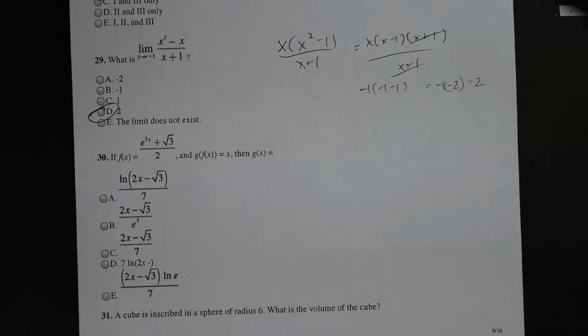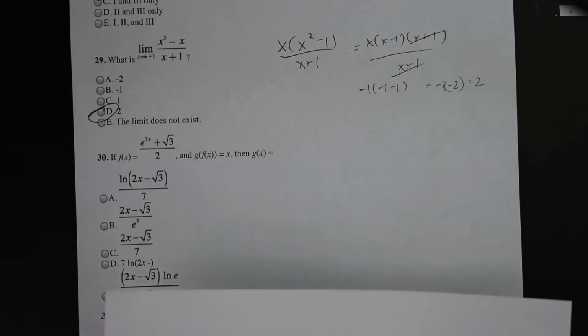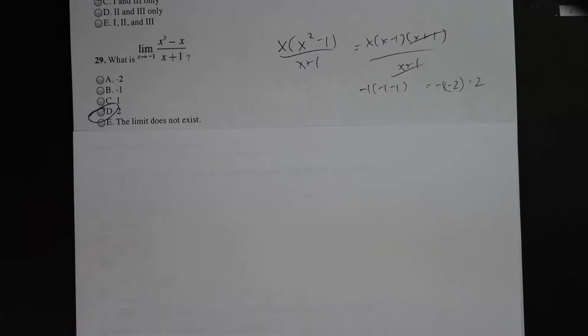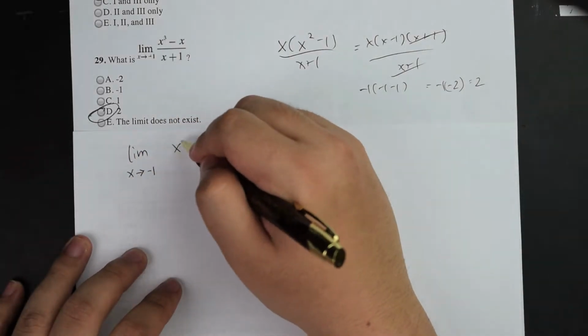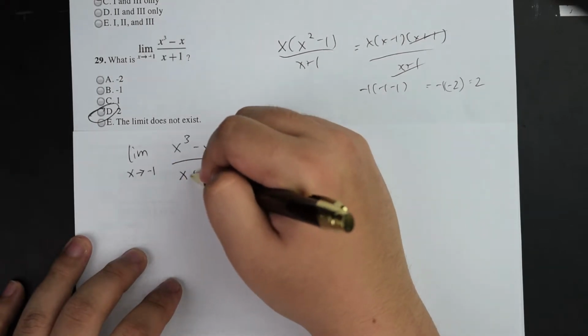For number 29, the important thing is not to get caught up on the idea of what a limit is. The idea behind a limit, if you do want to know, is just the idea that a graph infinitely goes towards a specific value or specific point in the graph. The question states the limit of x going towards -1 of x cubed minus x over x plus 1.